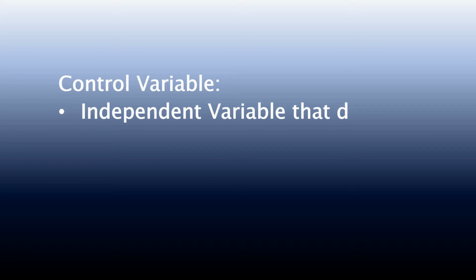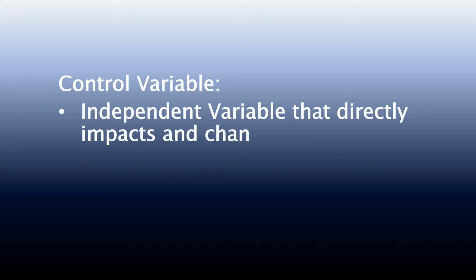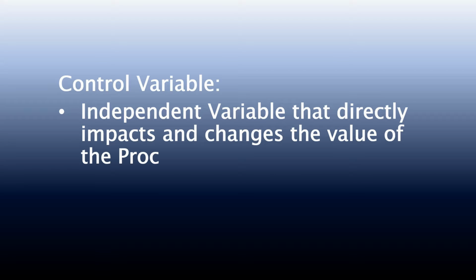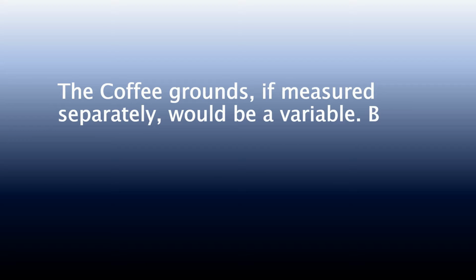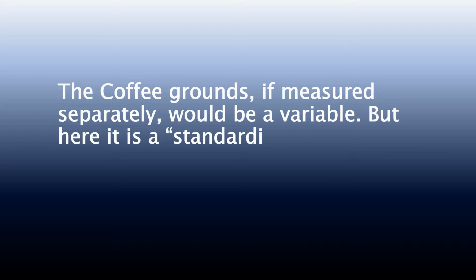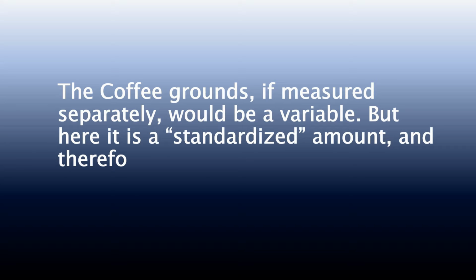Okay, so in order to get coffee, I need to have a number of other things, some control variables. Control variables are the independent variables that directly impact and change the value of the process variable. Okay, so what's the next thing we need? Well, we need to have a coffee pot. Now, coffee grounds, if measured separately, would be a variable, but here it is a standardized amount and therefore is controlled.